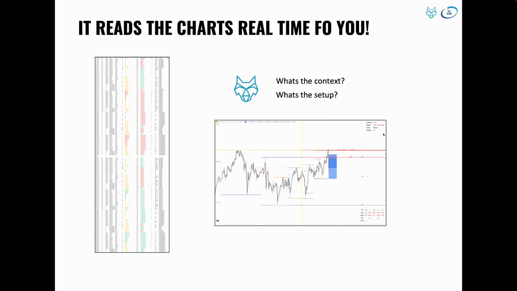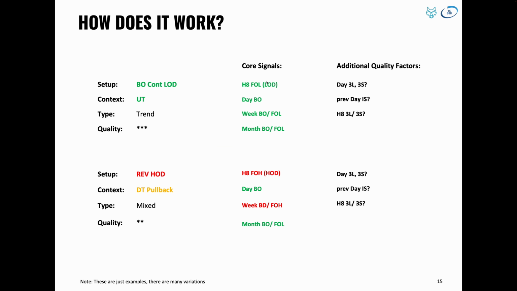Sometimes you have a context, but the setup is not aligning, then it's blank. And if it's aligning, then it prints you both of those. And then you might plan your trade according to that. But now let's look again one level deeper how this really works. I brought you 2 examples here.